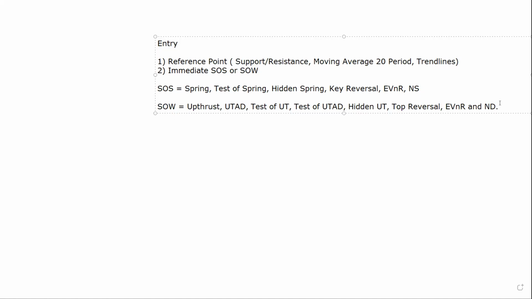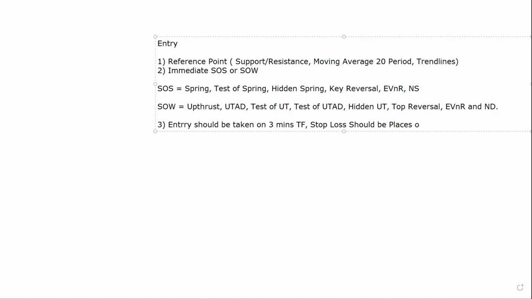Okay, and then the third point is entry should be taken on the 3 minutes time frame. Okay, stop loss should be placed on the previous structure high or low. Okay, previous structure high or low.